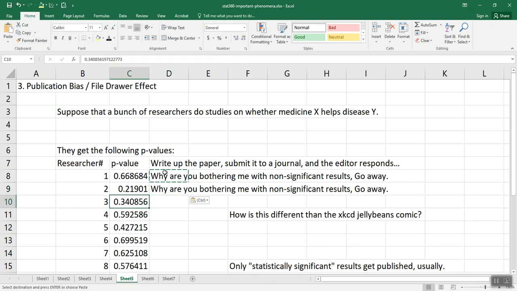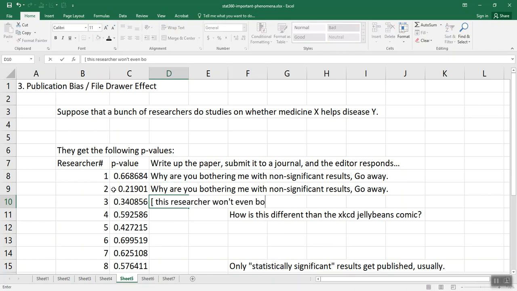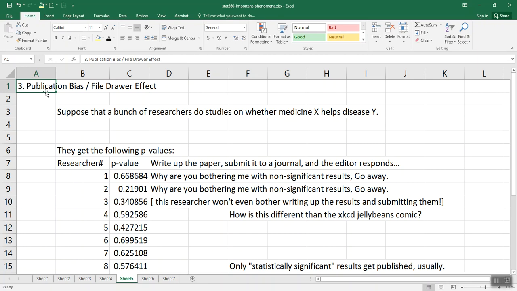Now, if you're the third person who has studied this, and you pretty much know that this tends to happen, that if you send in a paper with non-statistically significant results, the journal's just going to reject it and say, why are you telling me that X does not help Y, or at least you have no evidence that X helps Y? Only tell me the interesting things when you make a discovery. Are you even going to write up your paper and take the time to submit it? No, you're just going to let it sit on your hard drive or in your file drawer if you have an old-fashioned paper file drawer. So this researcher won't even bother writing up the results and submitting them. So that's called the file drawer effect, or that publications are biased toward only publishing statistically significant results.